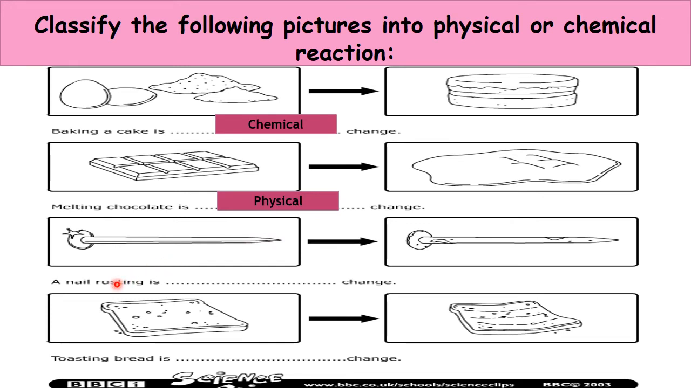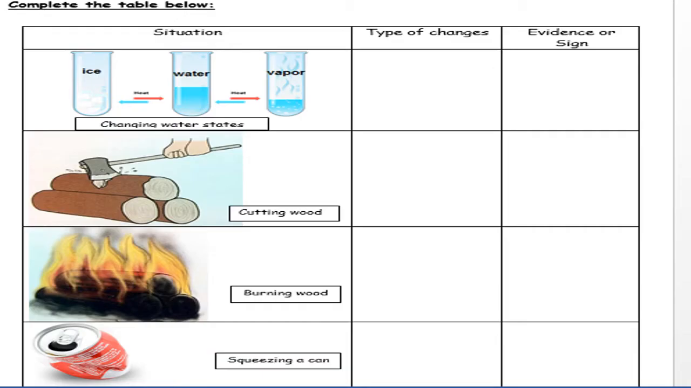A nail rusting. What does nail rusting mean? This nail after rust has formed on it. It is a chemical change. Why? Because a new substance is produced, which is rust. Toasting bread is a chemical change because a new substance is produced.